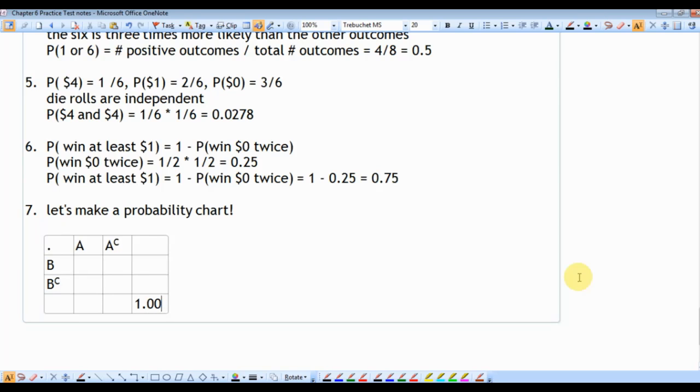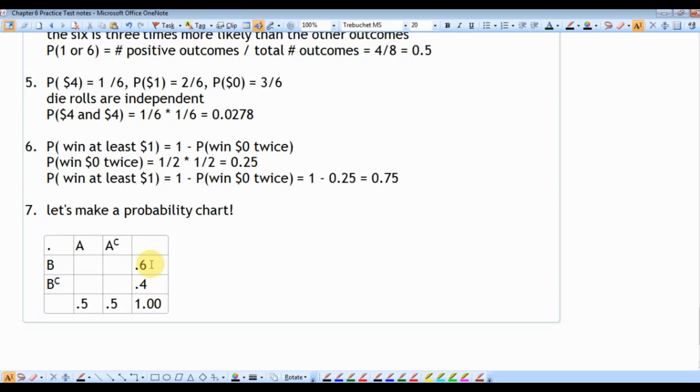All right. The probability that A will occur is 50%, 0.5. The probability that B will occur is 0.6. We can now fill in the sides of the chart. Since they both need to add up to 1 on this left side, they need to add up to 1 on the bottom side. The probability that B does not happen is 0.4. The probability that A does not happen is 0.5.